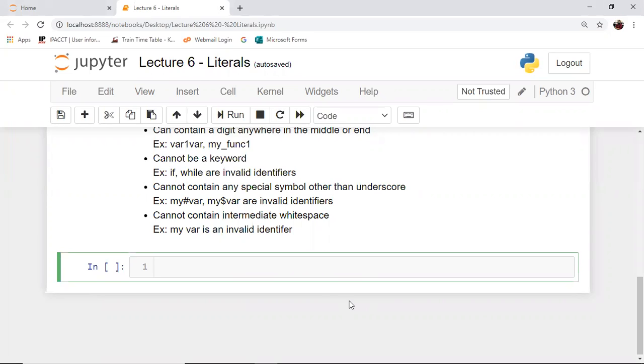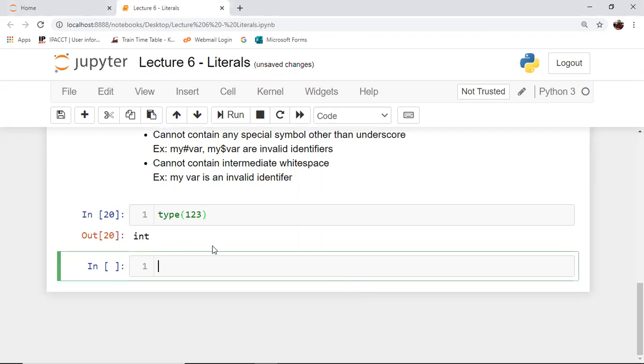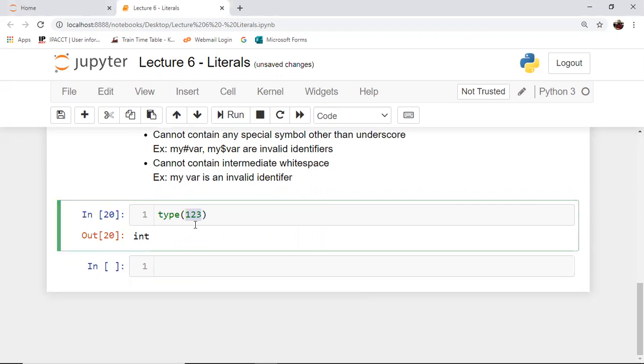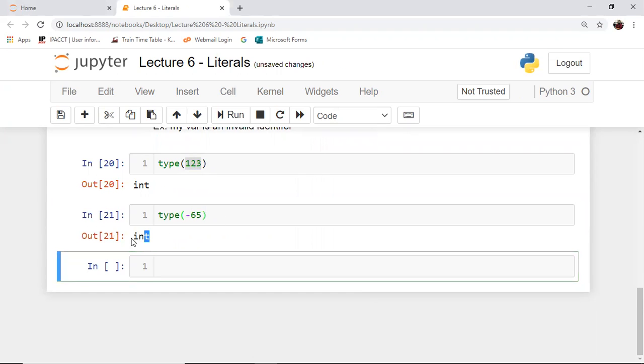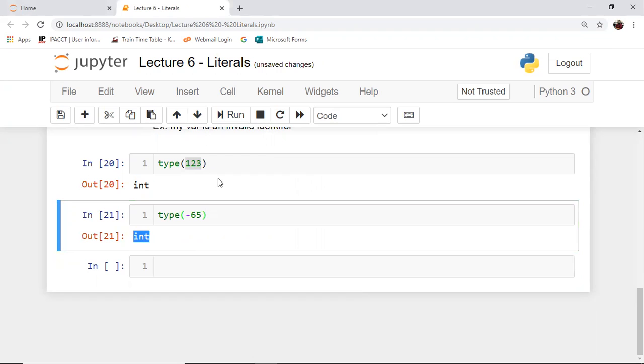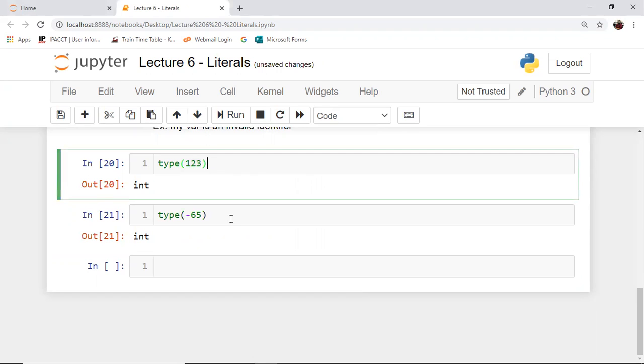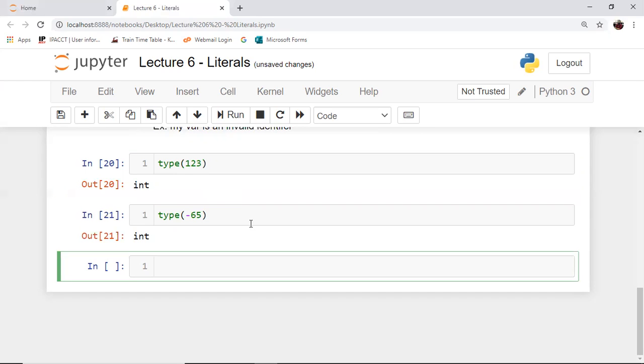So the first literal that I would like to discuss is the integer literal. So if I do a type on an integer value, let's say 123, what I get is its data type. So the data type is int, which denotes that 123 is a literal of int type. Similarly, if we do type of, let's say, minus 65, what we get is again an int as the result, because we know that integer supports both positives as well as negative values. Now, these are examples of integer literals. So positive whole numbers and negative whole numbers are suitable examples of integer literals.